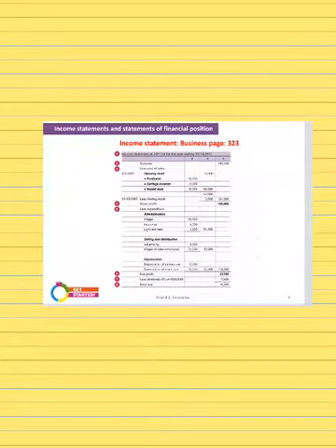This is an income statement. An income statement forms part of the final accounts, which is the second type of accounting that we have learned so far this year. As we have discussed in class, there are two parts to the final accounts, income statement and statement of financial position. We are going to concentrate on the income statement for the purposes of this video.